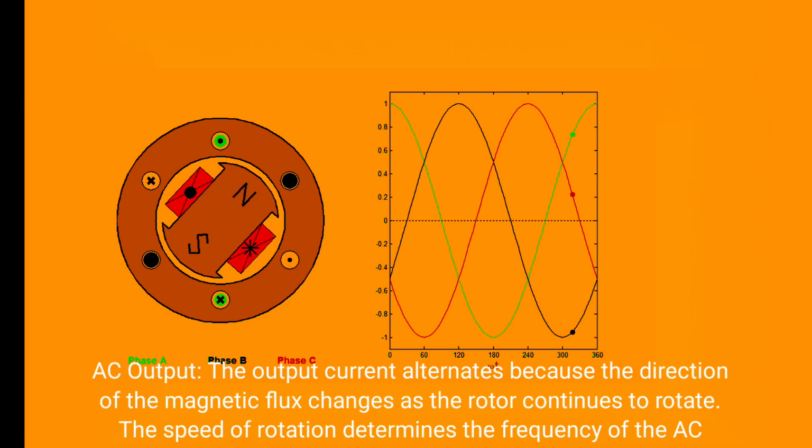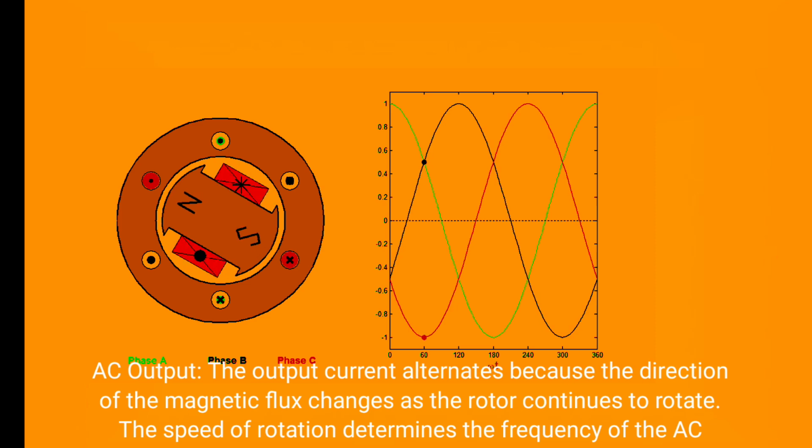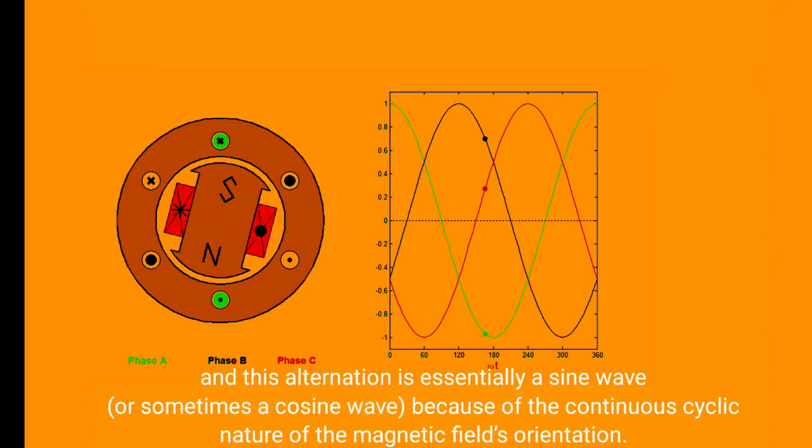The speed of rotation determines the frequency of the AC, and this alternation is essentially a sine wave or sometimes a cosine wave because of the continuous cyclic nature of the magnetic field's orientation. 2. Trigonometry and sine-cosine waves.